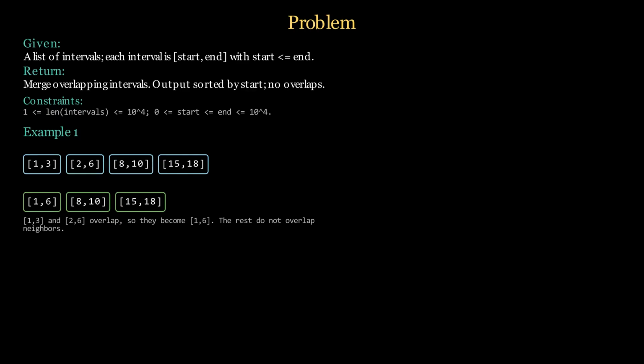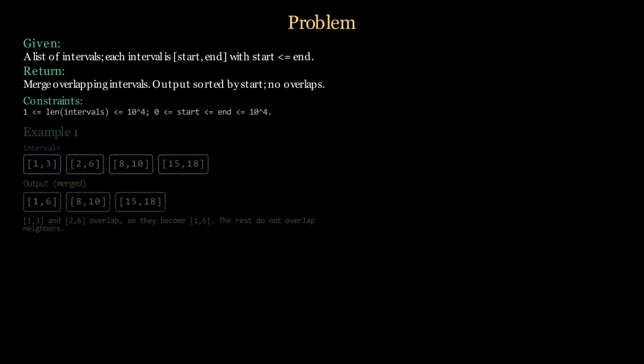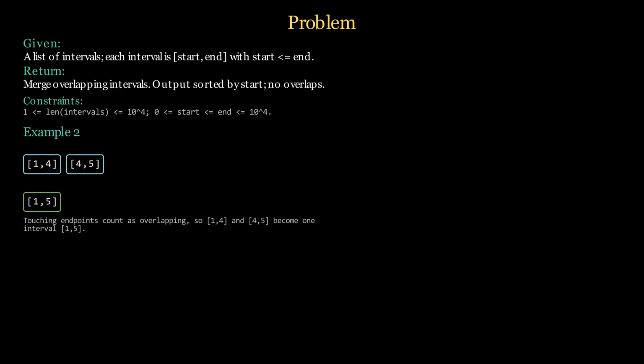Merge intervals: combine overlapping ranges. Here, [1, 3] meets [2, 6], so they merge into [1, 6]. Example 2: [1, 4] and [4, 5] touch at 4, so they merge into a single interval, [1, 5].